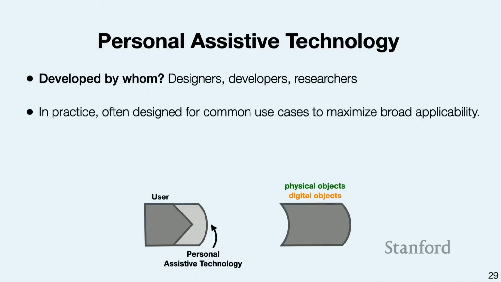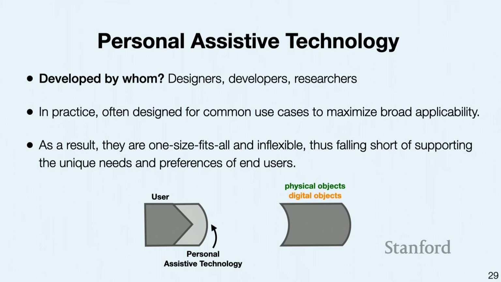And in practice, these technologies are typically designed for common use cases in order to maximize their broad applicability, right? Just like your chair, it's trying to fit a majority of the population. But with this goal to maximize broad applicability, the consequence is that they become one size fits all and often inflexible, and oftentimes they fall short of supporting the unique needs and preferences of end users. So the end users are not able to make changes to these technologies to really make them work for themselves.